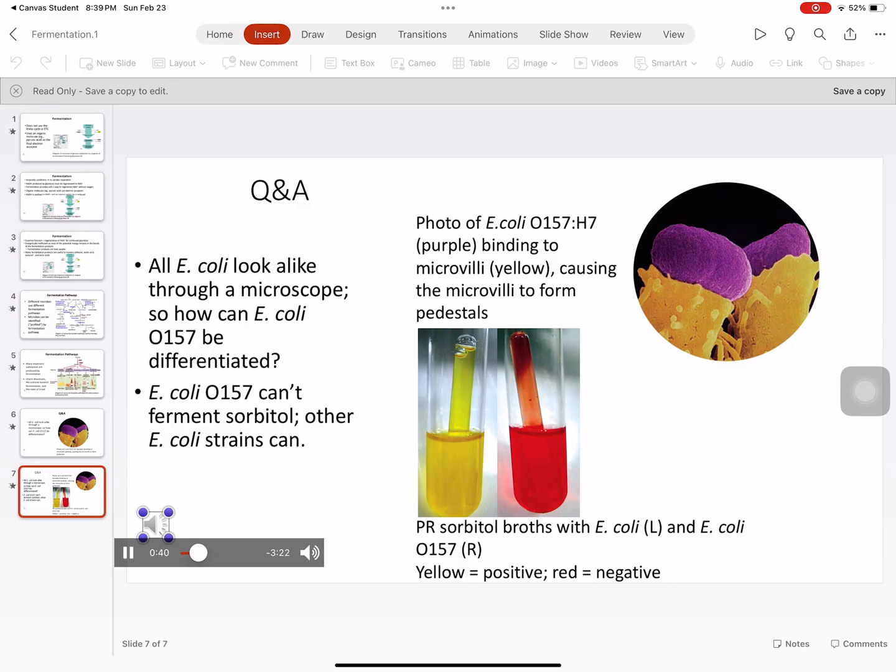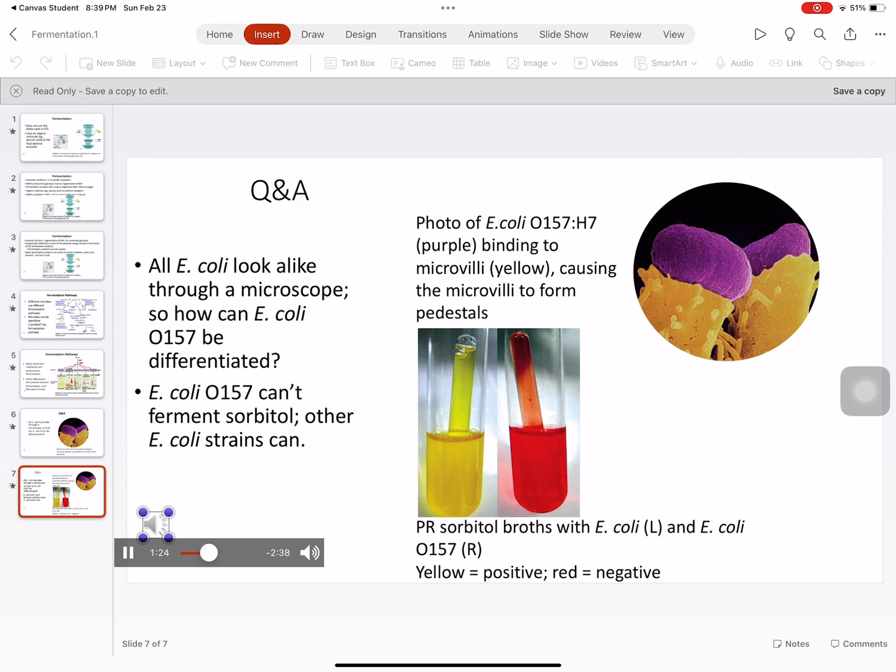So we can see this in our bottom panel. If we look to the tube at the left, we can see that it's yellow, and we can also see that there's gas in the little inverted tube. And the medium that we're using is called PR for phenol red, which is a pH indicator, and then it's got sorbitol as the sugar. So our little friend E. coli at the left can ferment sorbitol and produce acid and gas. So it's going to be yellow with gas in the little tube.